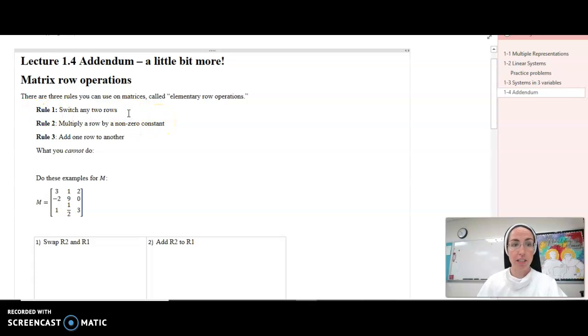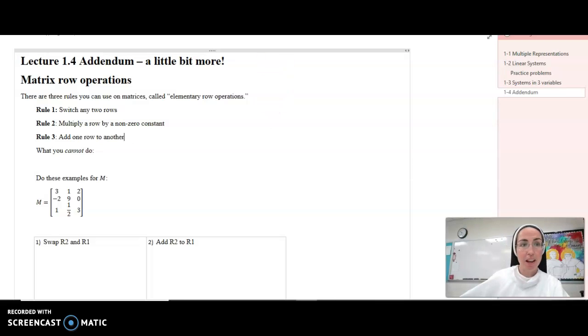So the first rule is you can switch any 2 rows. So I could swap 2 rows. I'm allowed to do that. Rule 2, I can multiply any row by a constant as long as it's not 0, because that wipes out my row. The third rule is I can add 1 row to another row.